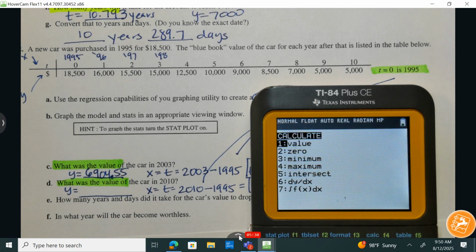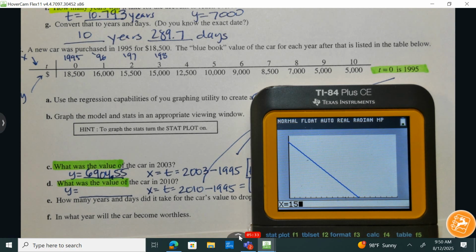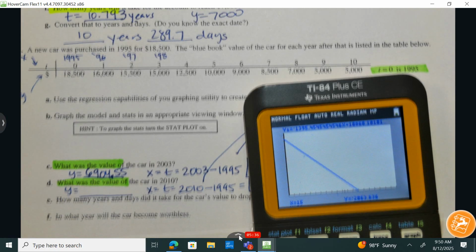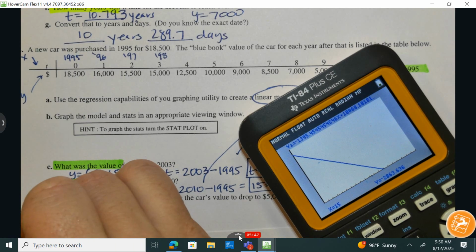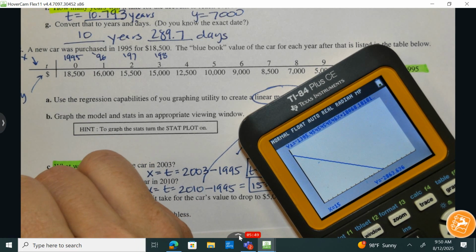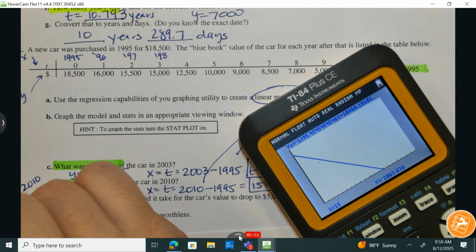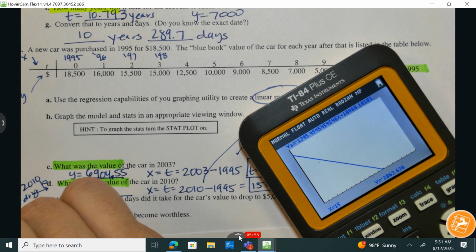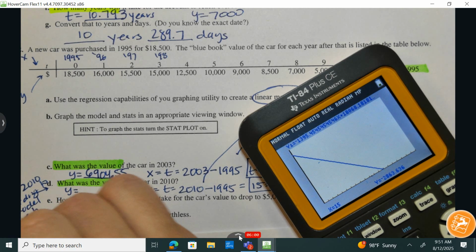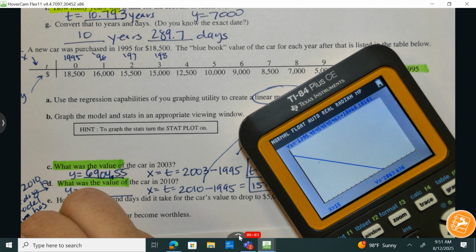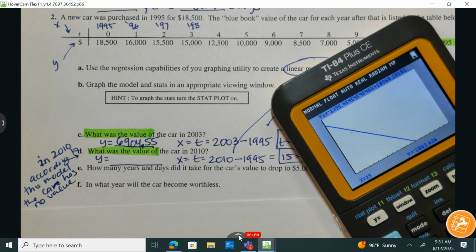Second, calculate value 15. Uh-oh, there's a problem. What's the problem here? It's a negative. Do we keep track of cars' values when it goes under 0? Okay, the car has no value in 2010, according to this model, the car has no value.